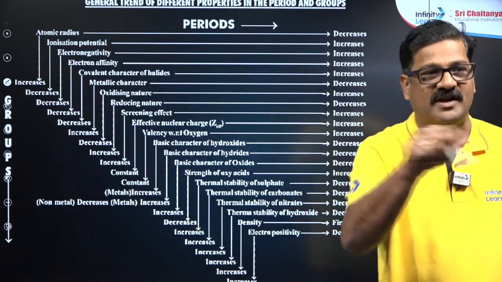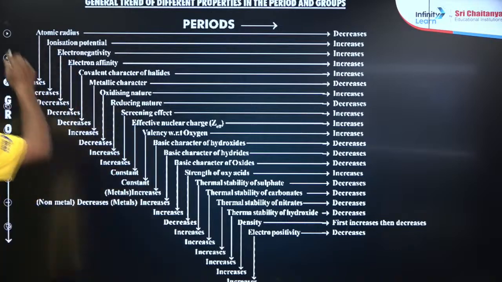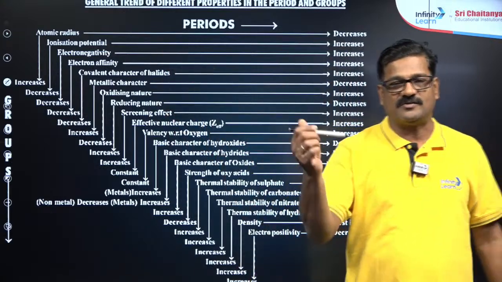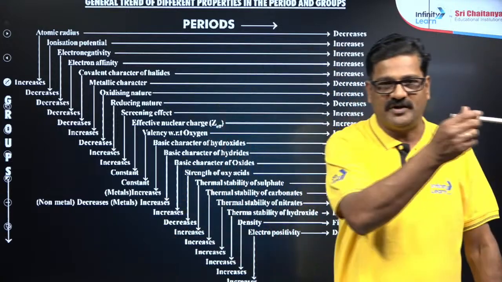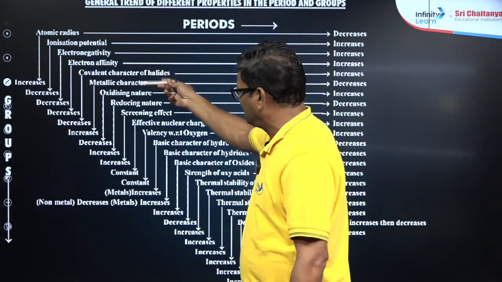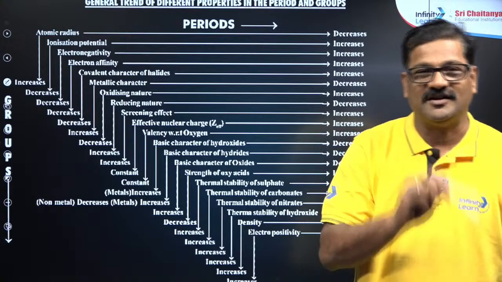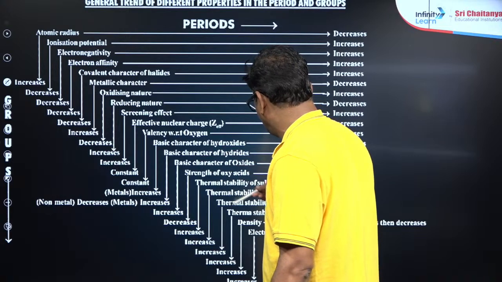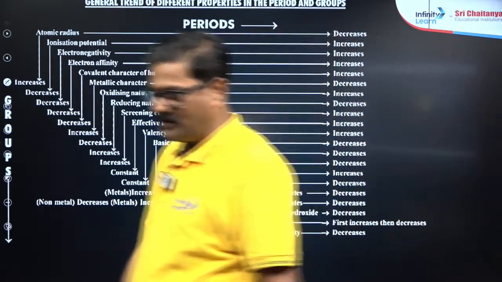I have made it in one simple slide. So atomic radius decreases across the period and increases down the group. Similarly, ionization potential increases across the period and decreases down the group. Electron affinity increases across the period and decreases down the group. And covalent character, metallic character: across the period non-metallic nature increases, and down the group metallic nature increases. And the screening effect and basic character, all are related. Okay, taken a snapshot everybody.